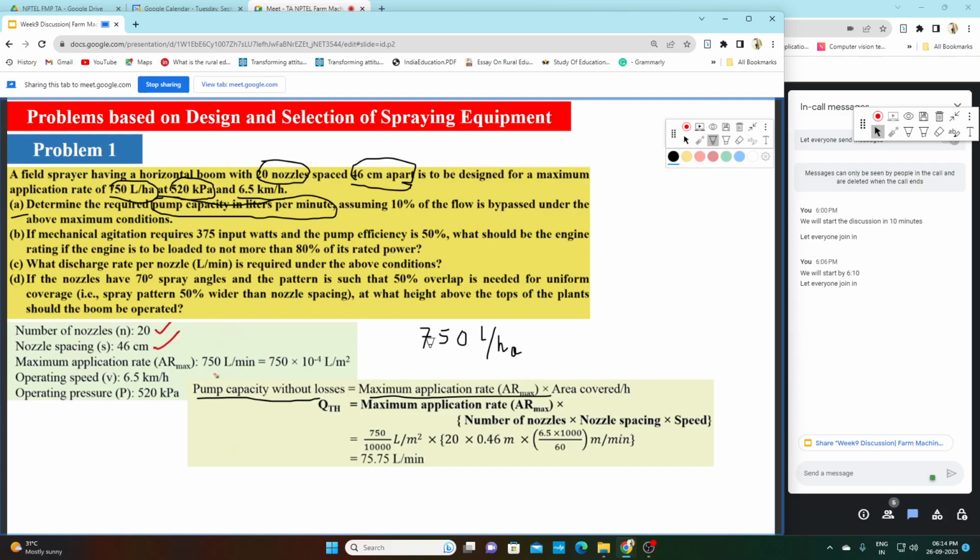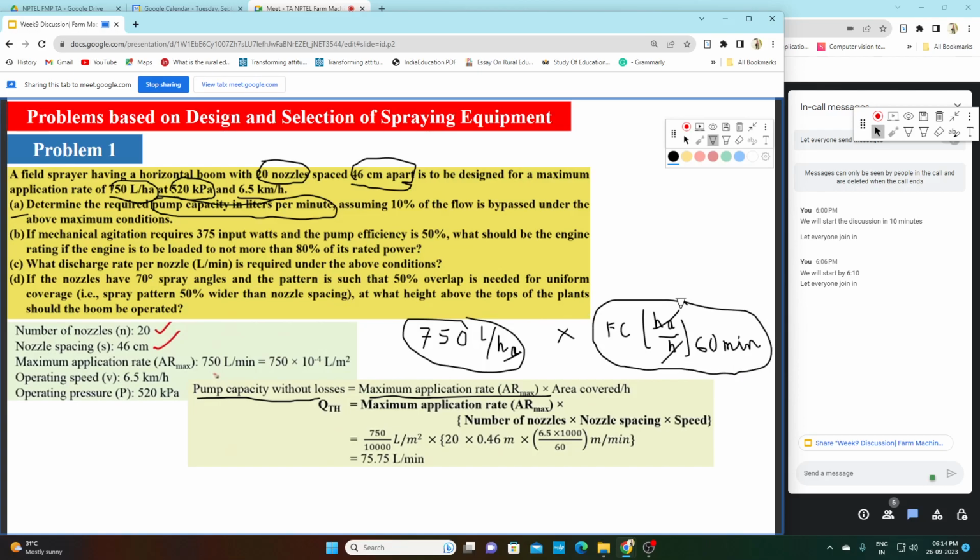I have already told you, if we have the application rate and we have the field capacity, the unit of field capacity is hectare per hour. So we can get the pump capacity in liters per hour, because hectare will get cancelled out. So our answer will be in liter per hour. And when we find liter per hour, we can convert: if we divide it by 60, we get our pump capacity in liter per minute. The application rate is already given, 750 liter per hectare. Now we have to just find the field capacity.